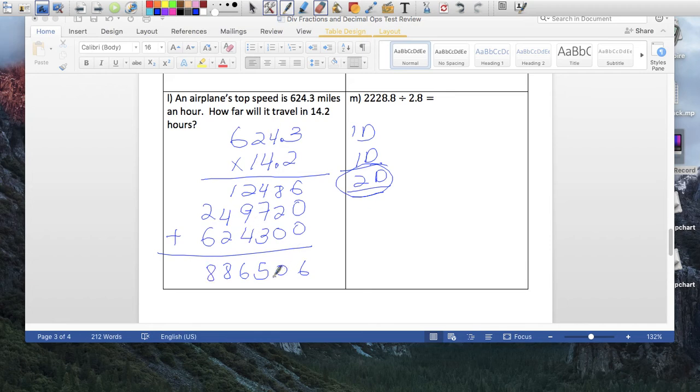Two decimal places puts us right here. 1, 2. So the airplane will travel 8,865.06 miles. Okay.